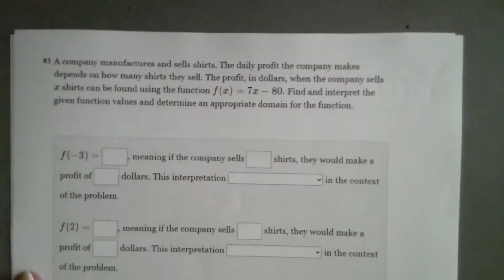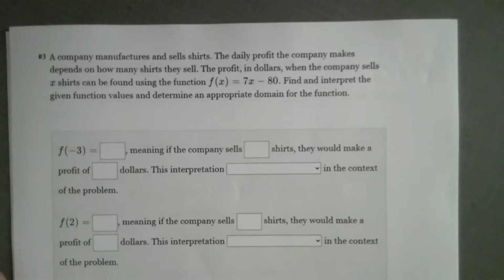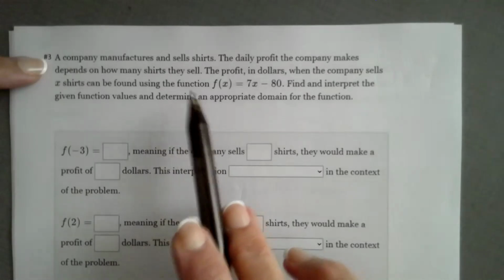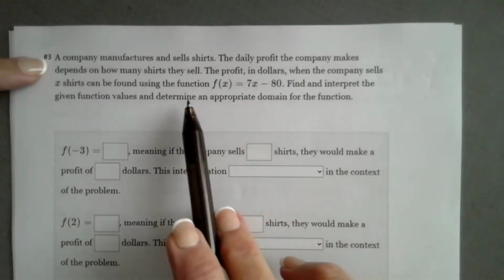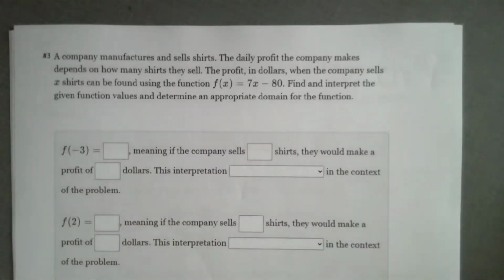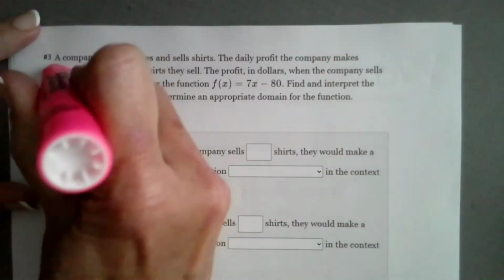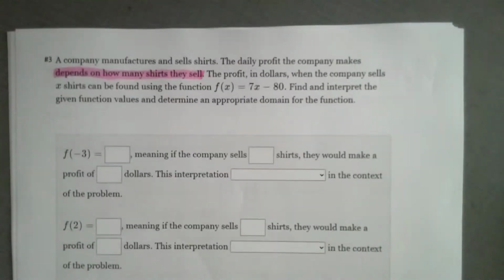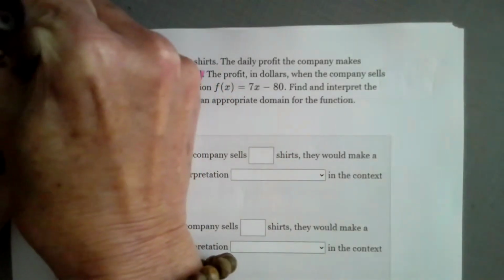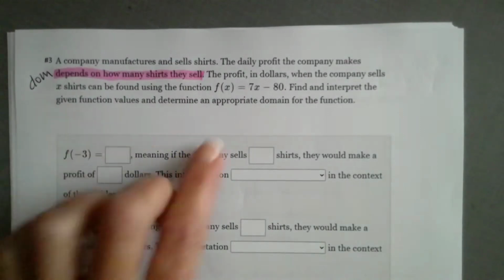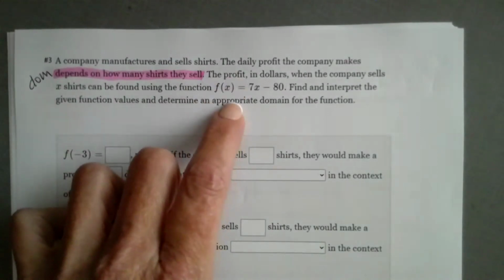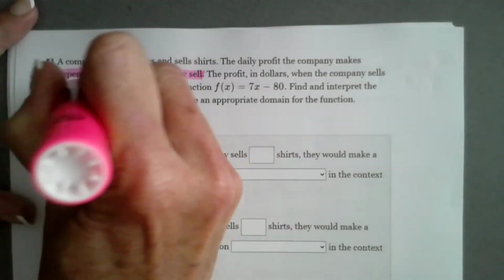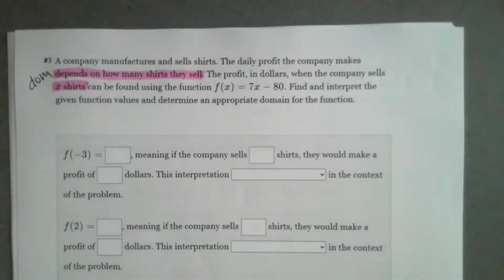This is a Delta Math example, a little bit different. Okay, so notice it says, a company manufactures and sells T-shirts. The daily profit that the company makes depends on how many shirts they sell. Depends on is letting you know that the number of shirts they sell is your domain. And then they say the profit in dollars when the company sells X shirts. And again, see, this X is letting you know that the number of shirts is your domain.